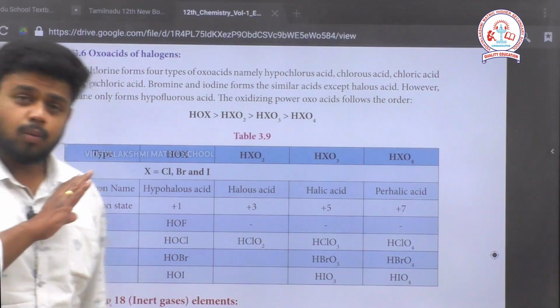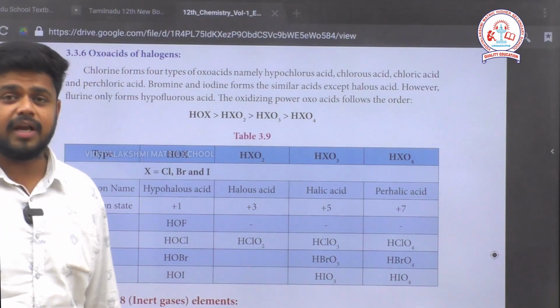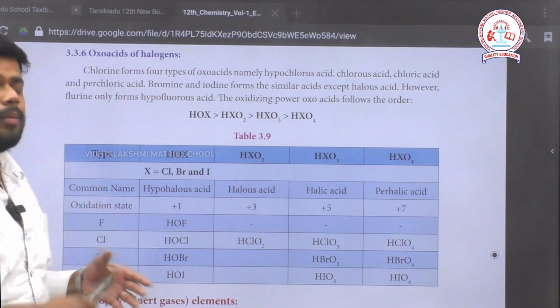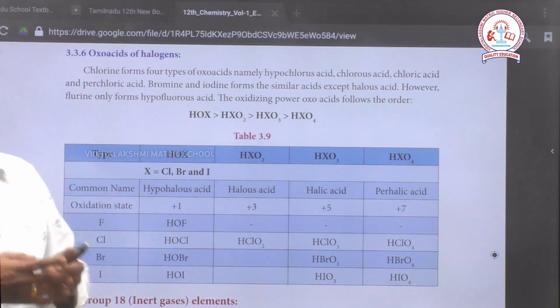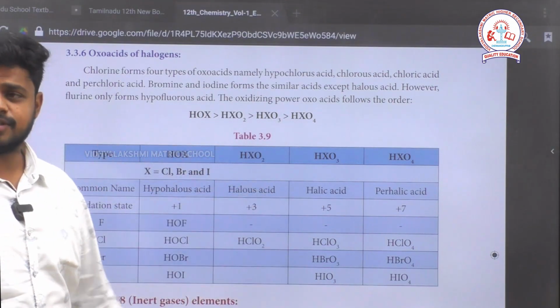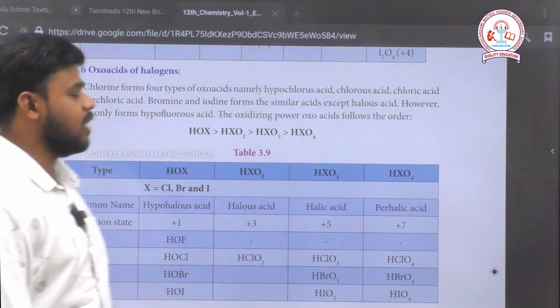See, fluorine forms only hypohalous. Then chlorine forms all the 4 types: hypohalous, halous, halic, perhalic. Then bromine and iodine do not form halous, but they form hypohalous, halic, perhalic acid, in which the oxidation state increases from +1 to +7. So that's the one. Okay. So this is regarding the oxoacids of the halogens.